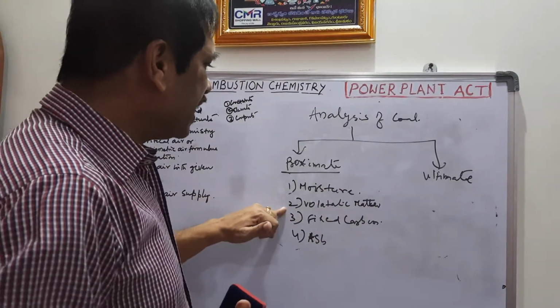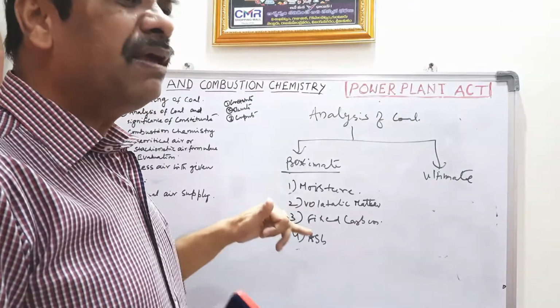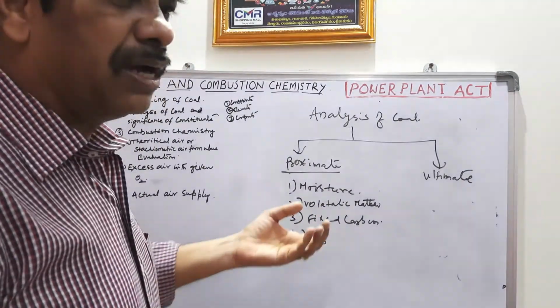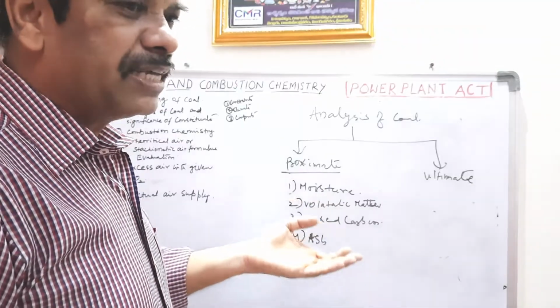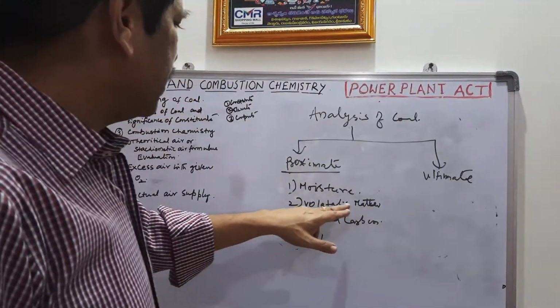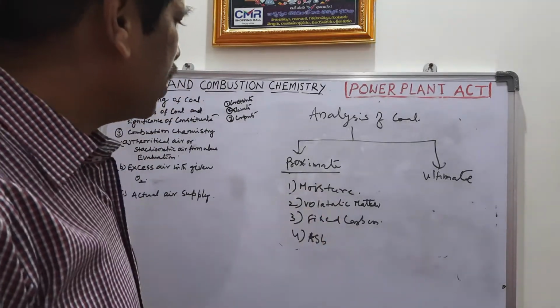Then second is volatile matter. What is volatile matter? Volatile matter is nothing but the hydrocarbons present in coal, that is methane, carbon monoxide, carbon dioxide, all these present in coal come under volatile matter. So what is the significance of this volatile matter?